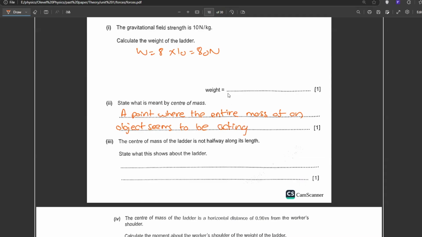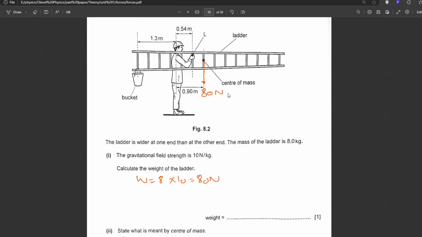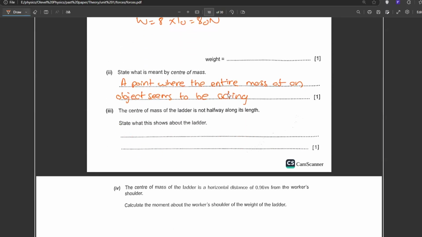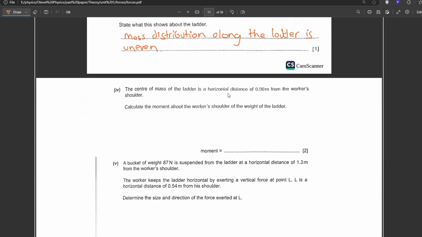The center of mass of the ladder is not halfway along its length. State what this shows about the ladder. This basically shows that the mass distribution in the ladder is not even. So you can write here: mass distribution along the ladder is uneven, or you can say not even. Either way works.